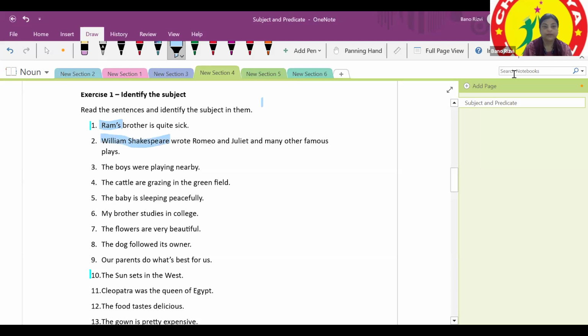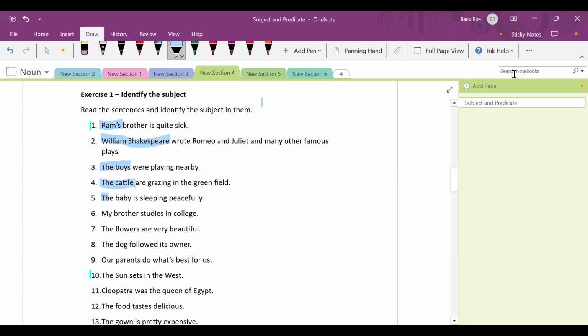Okay. The boys were playing nearby. The boys. The predicate is talking about the subject, what they do. Good. Very good. The cattle are grazing in the field. The cattle. The baby is sleeping peacefully.